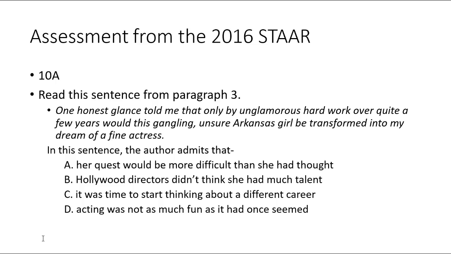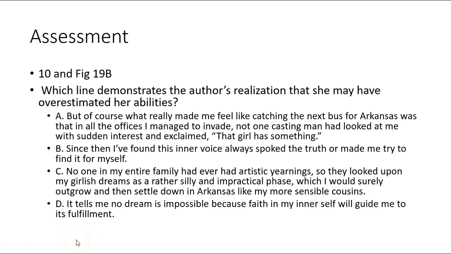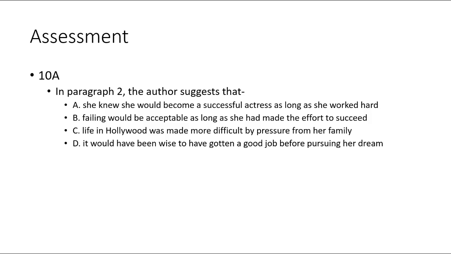I think vocabulary is a huge issue here. I'm not sure students would know "gangling" or "unsure," and so they would need to maybe look those words up. And we need to talk about what you do when you hit a word you don't know. Another question, standard 10 with Figure 19B: which line demonstrates the author's realization that she may have overestimated her abilities? So it's kind of like, what is the author offering here to figure out that maybe she made a mistake? For standard 10A, it's a straight question: in paragraph 2, the author suggests what? So how does she know that?